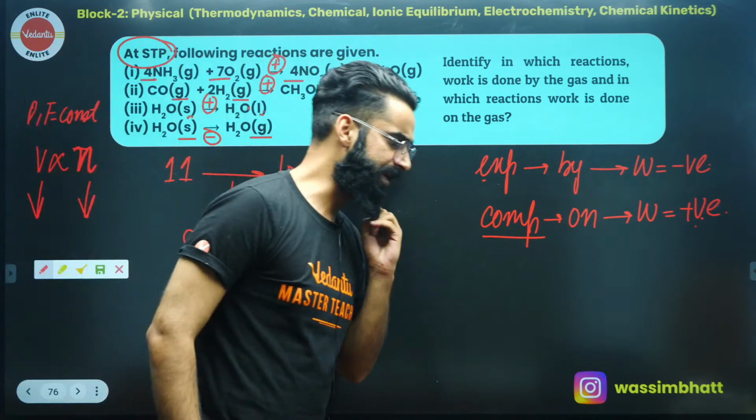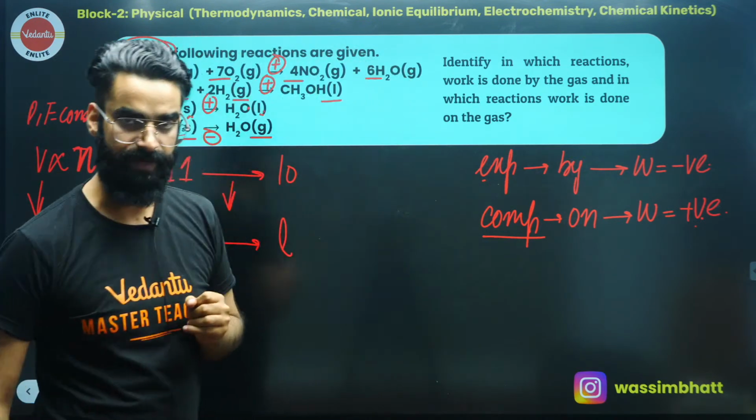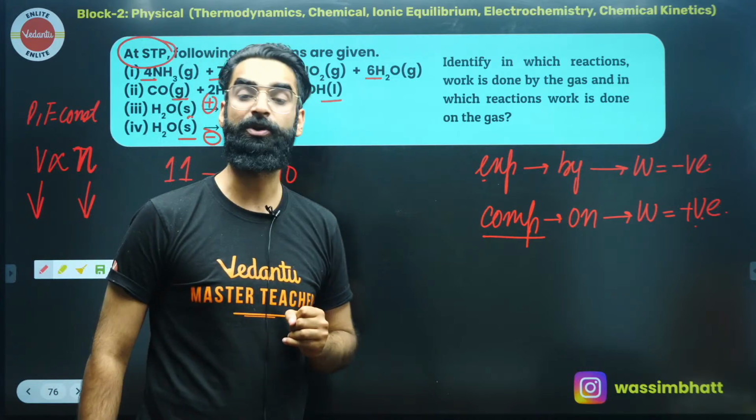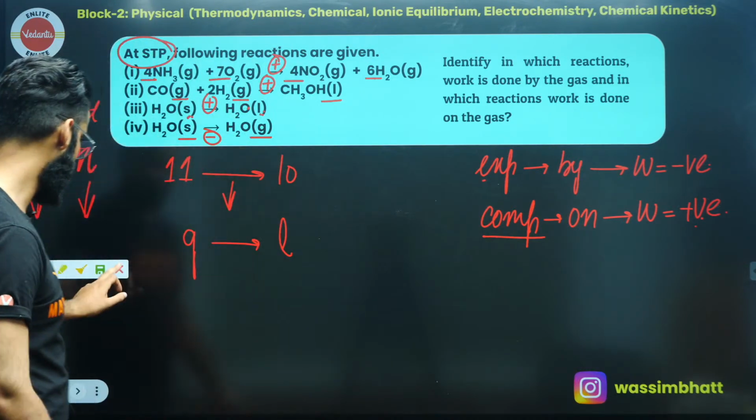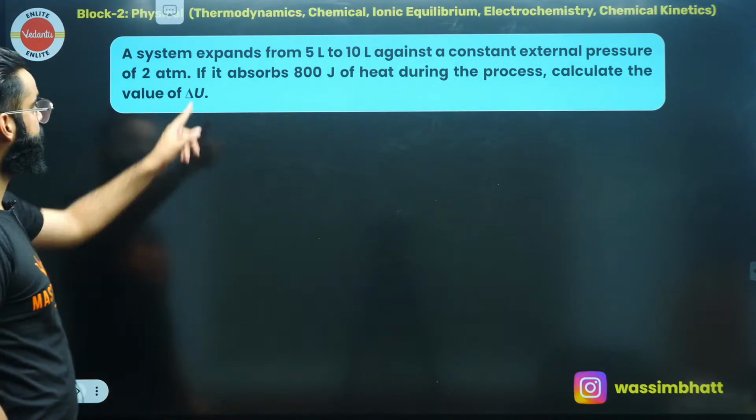For KMnO4 in acidic medium, you will be taking its N factor as 5. And for K2Cr2O7 in acidic medium, you will be taking its N factor as 6, right? Perfect. Look at this one, guys.